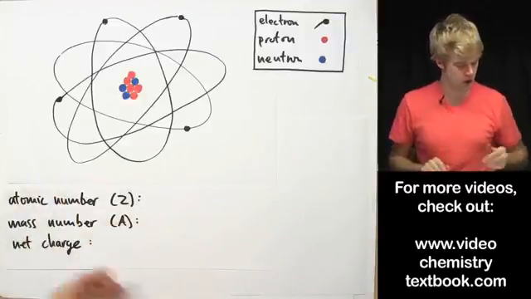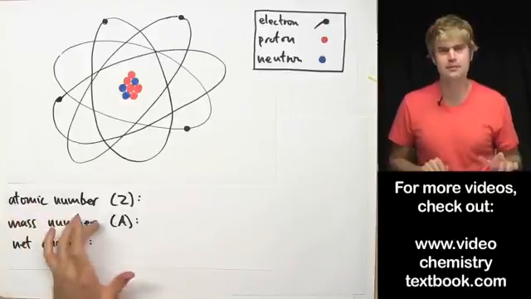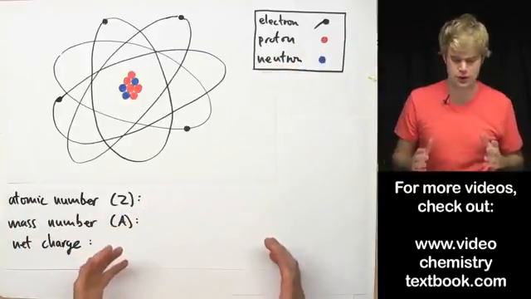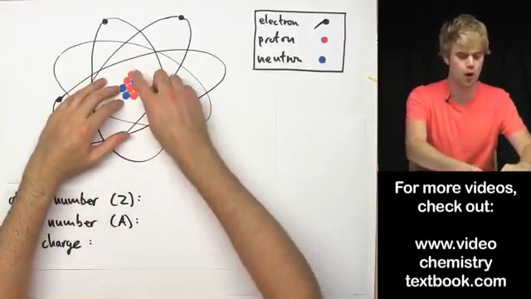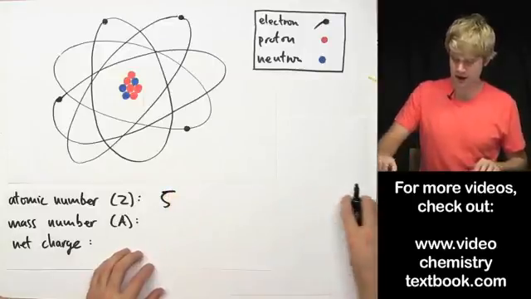Here's an atom. What's the atomic number, the mass number, and net charge of this atom? So atomic number is the number of protons. In this diagram, these little red circles are representing protons here in the nucleus. So I've got 1, 2, 3, 4, 5, which means that my atomic number is 5.